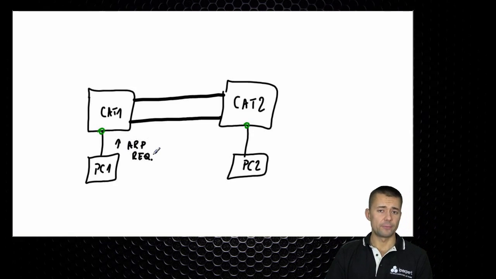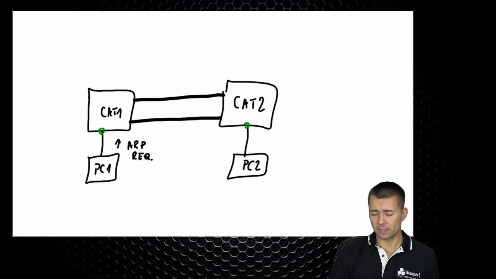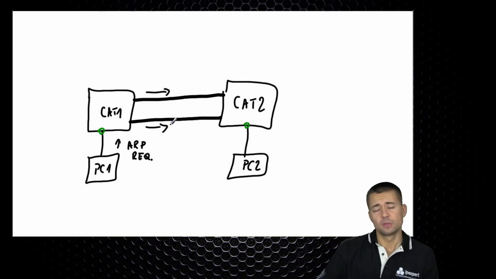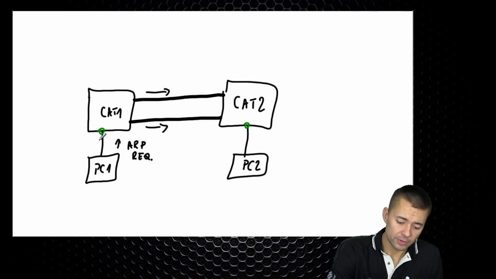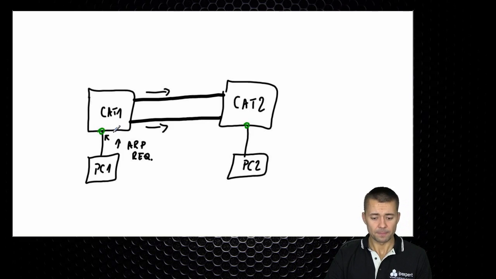So how is the frame going to be forwarded? Cat1 is going to get the frame. It sees this is a broadcast packet. It is going to send it over here and over there. So literally out of any interface, out of every interface except the one it got the frame on. So it got the frame over here, it will send it out of every other interface.